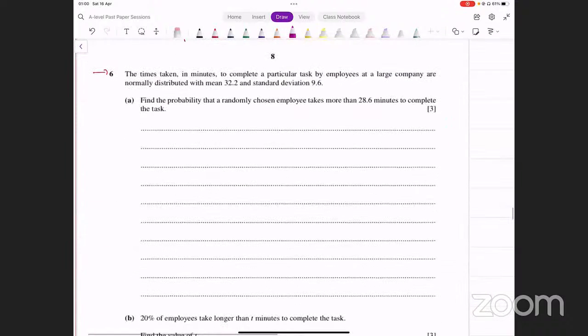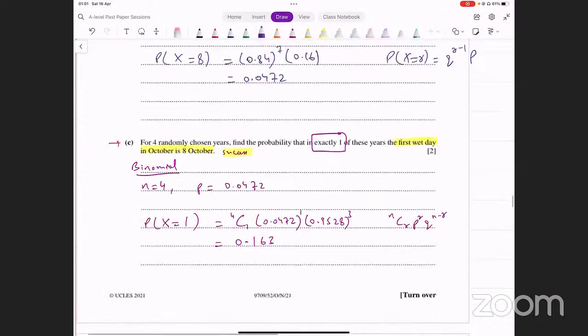Now, question number 6 says the times taken in minutes to complete a particular task by employees at a large company are normally distributed with mean 32.2 and standard deviation 9.6.